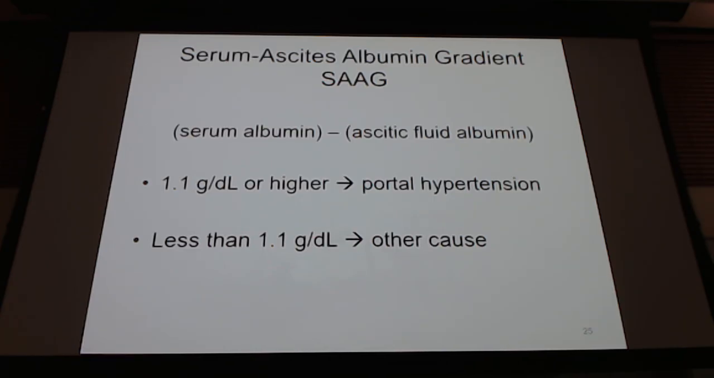Less than 1.1. This is just two numbers you're going to calculate. It's going to say likely. Usually gives you like a percentage. So I'll tell you, if you're around 2, you're probably like 97% sure that's portal hypertension. So get that figured out as well to have an idea that yes, that's portal hypertension. We don't need to be concerned about other causes.